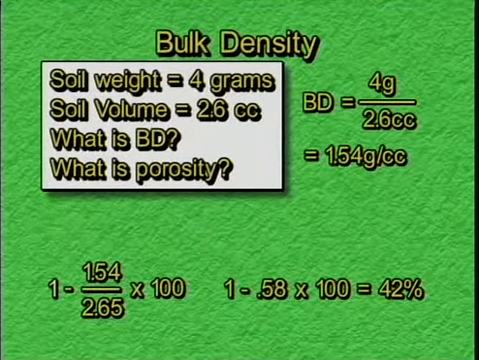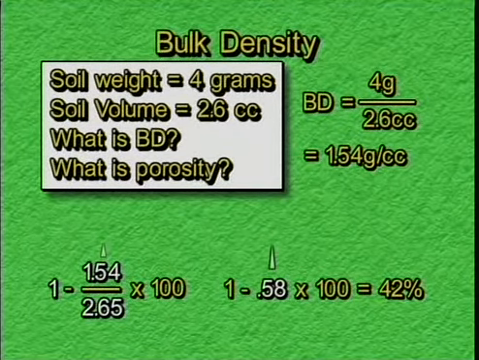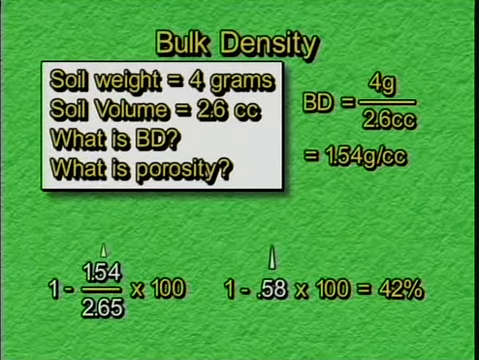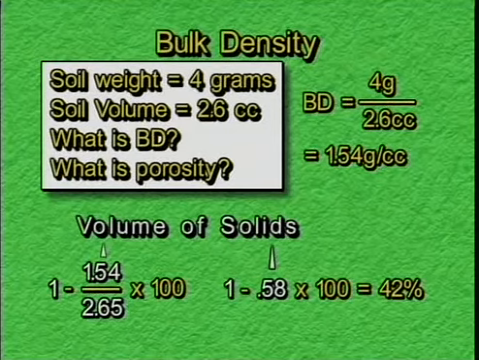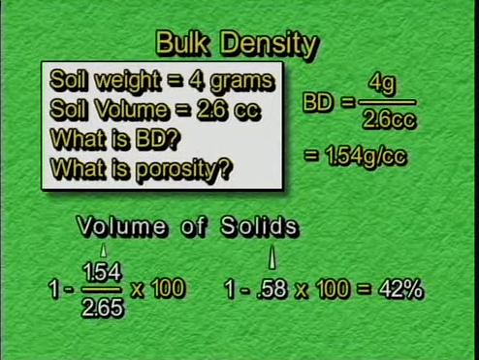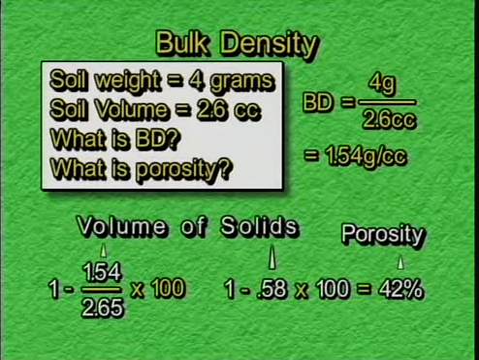One more time. 1 represents 100% of soil volume. Bulk density divided by particle density will always be a decimal number less than 1. That represents the decimal form of the percent of soil solids. And when we subtract soil solids from 100% of soil volume, we are going to end up with our percent of pore space, once we multiply this times 100 to convert the decimal to a percent. So this particular soil has a porosity of 42%.